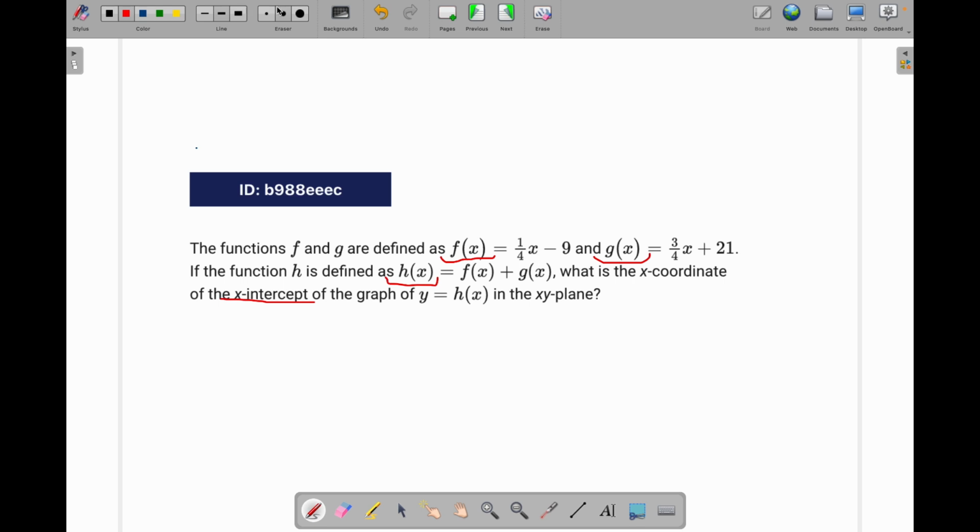We can first add the like terms. We can add the x's, 1/4 and 3/4. That's just going to be x. Then let's add the ones without x. It's -9 and 21. And when you add those together, you're just going to get 12. And this is going to equal h of x, but it also says h of x equals y.